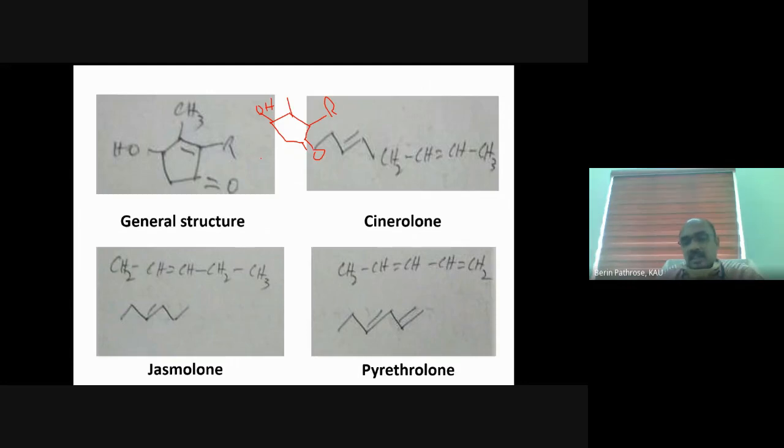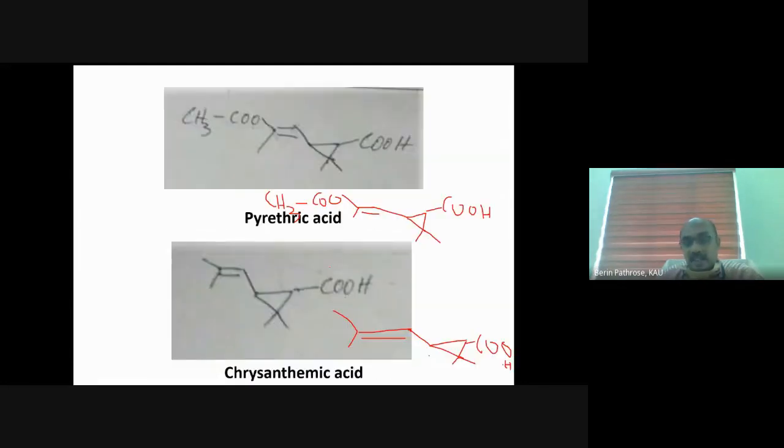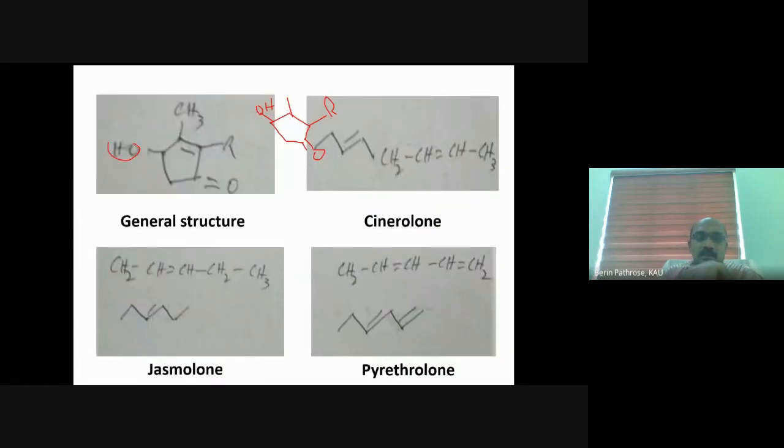If you see the earlier one, here we have the acid moiety. See this COOH. Both the chrysanthemic acid and pyrethric acid COOH react with the OH group. So this is the alcohol, this is the acid, and they react to form the ester molecules, that is the natural pyrethrins. In cinerolone, jasmolone and pyrethrolone, the only difference is in this R group.